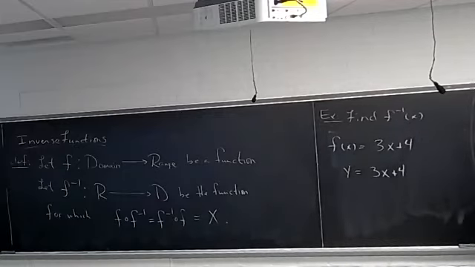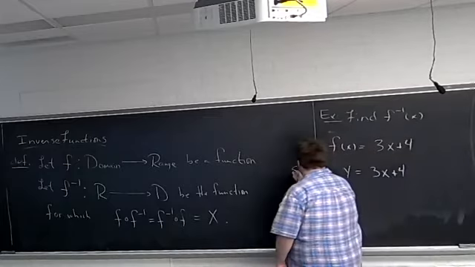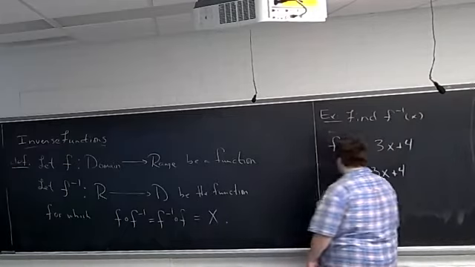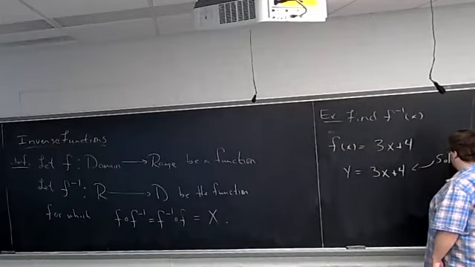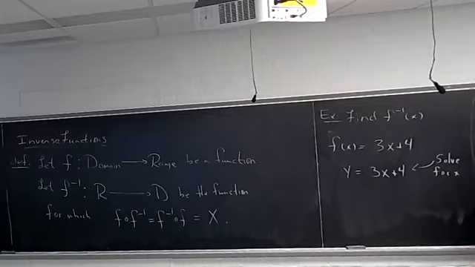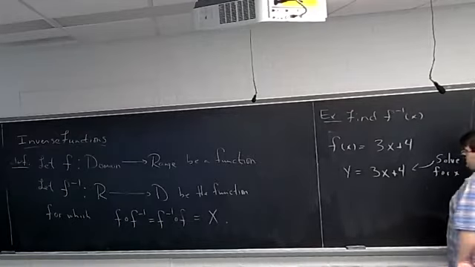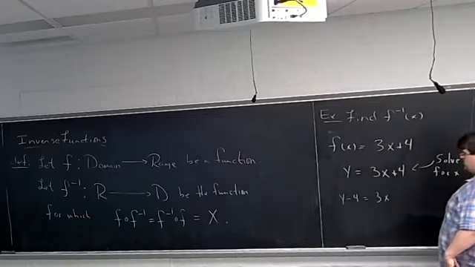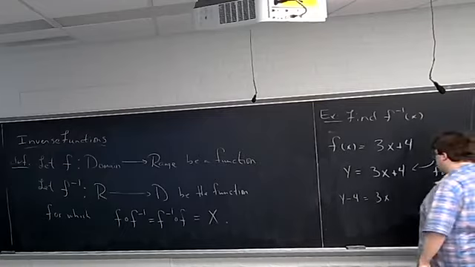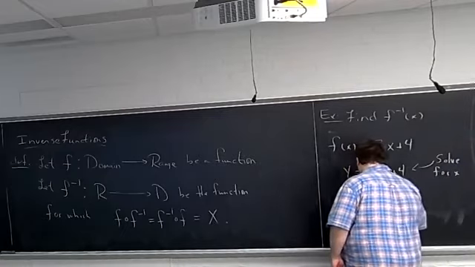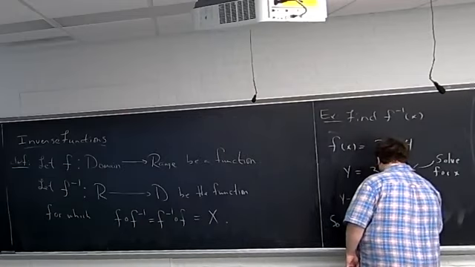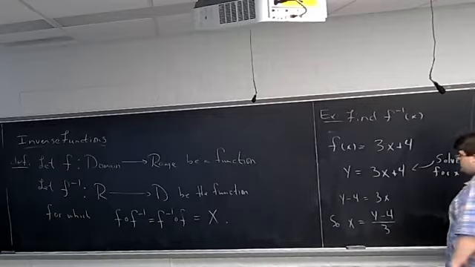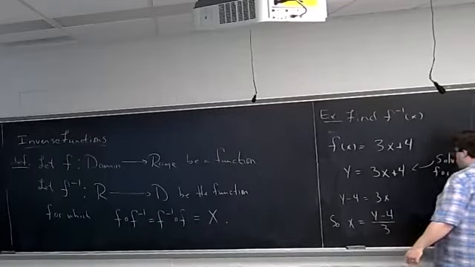is rewrite f of x as just y, and we can solve this for x. Maybe I'll write it on the other side. You take this and solve for x, and you can find the inverse function. How do we solve this for x? Well, we can get rid of that 4. So we have y minus 4 equals 3x. We can get rid of that 3 by dividing. So x equals y minus 4 over 3.